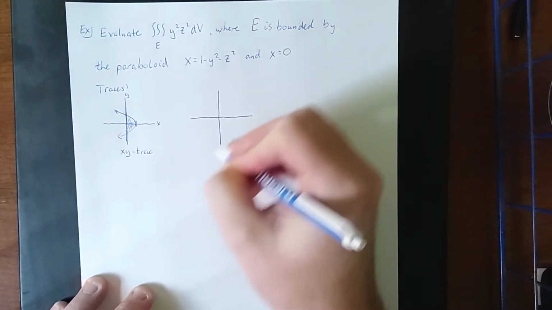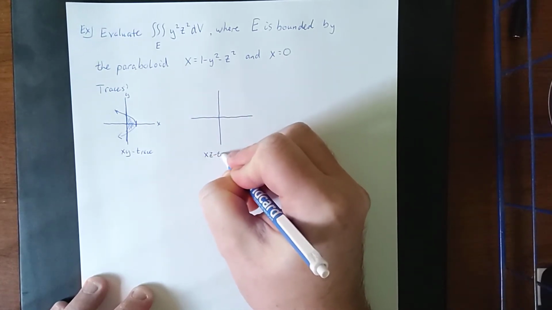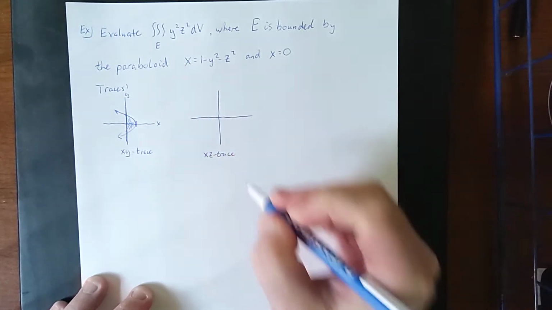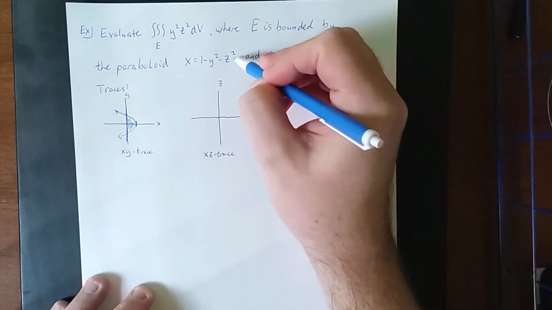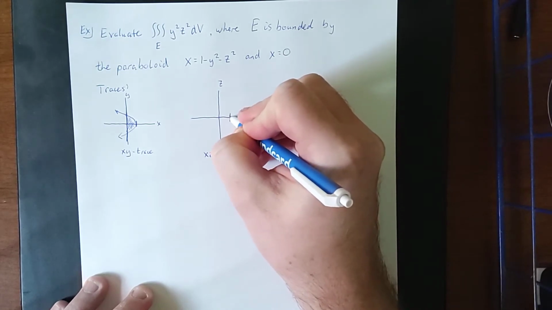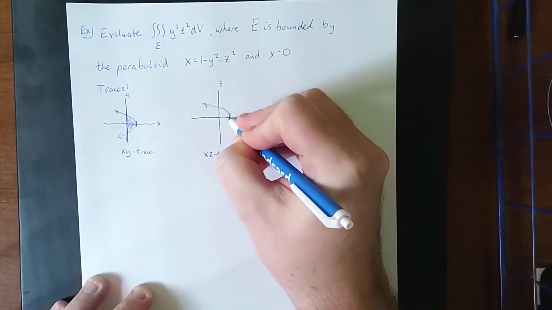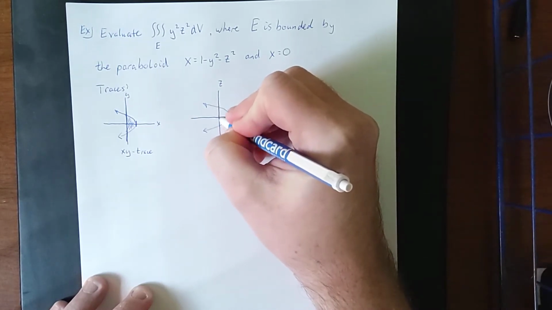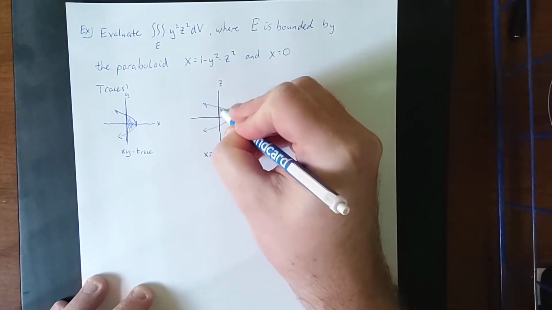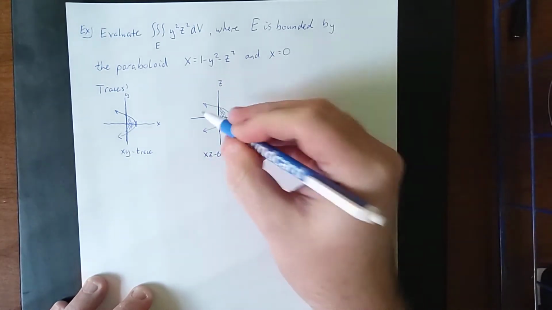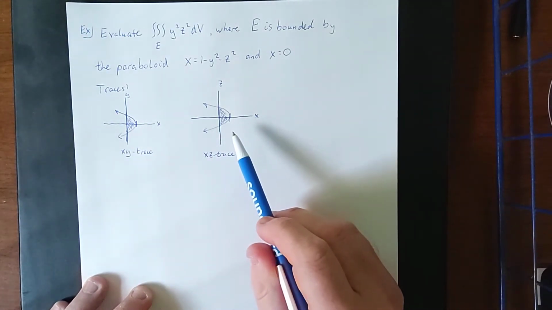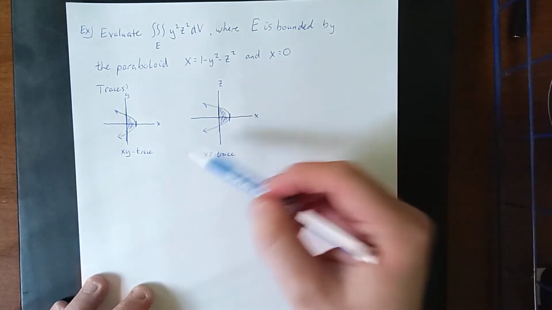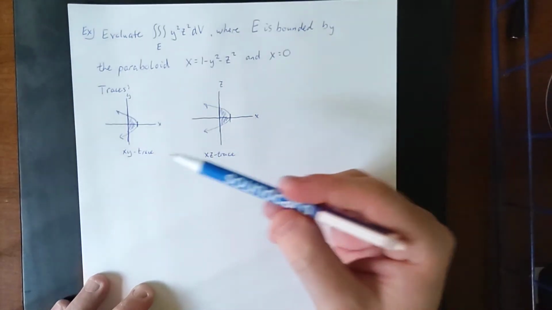If we were to consider the xz trace, we disregard the y that we have here, and we consider what's going on in the x and z direction. Well, this would be x is equal to 1 minus z squared, and we would have essentially the exact same picture as what we had to our left. So x equals 0 would be the z-axis, and x equals 1 minus z squared would be a leftward opening parabola. Now, if I take just these into consideration, then it looks an awful lot like a paraboloid that's opening toward the negative side of the x-axis.